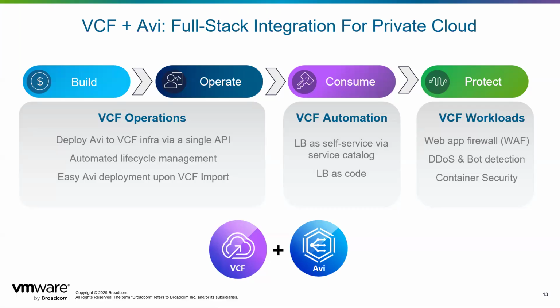On the consume and protect side, from the consumption side with VCF automation, this is where we get into the actual self-service. We'll get to this a little bit more as we explore more of what Avi can do with this. But self-service via service catalog, and even deploying the load balancing as code via things like ingress or Kubernetes services. And protecting these applications, once the applications are deployed, we want to protect them, provide this functionality, application security, API security, et cetera.